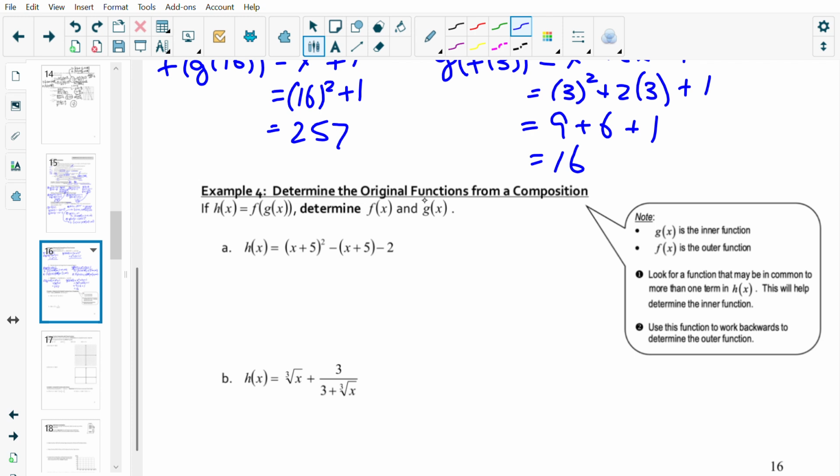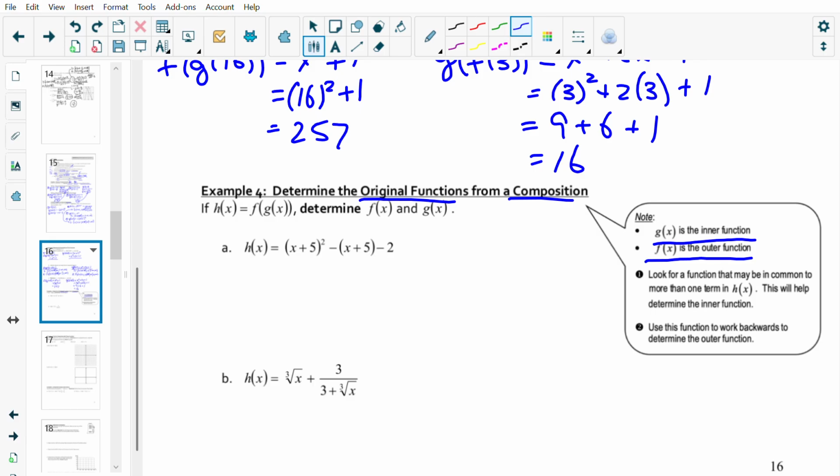Okay, example 4, determine the original function. So we're going to work backwards from a composition. Note that g of x is the inner function, f of x is the outer function. Look for a function that may be in common to more than one term in h of x. This will help determine the inner function.